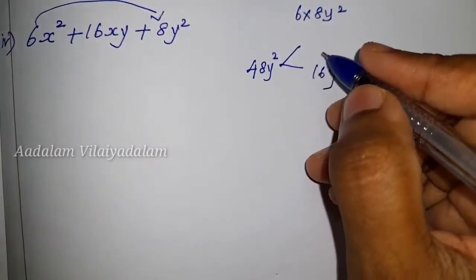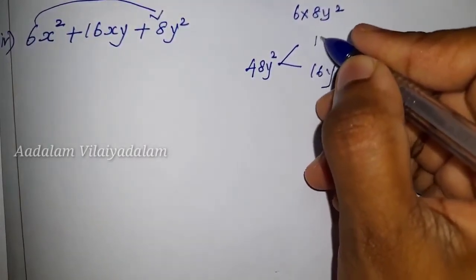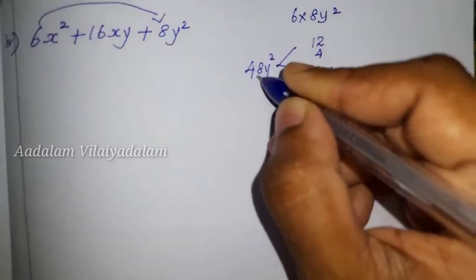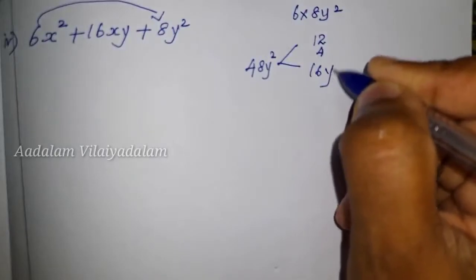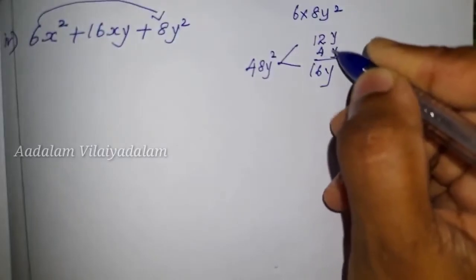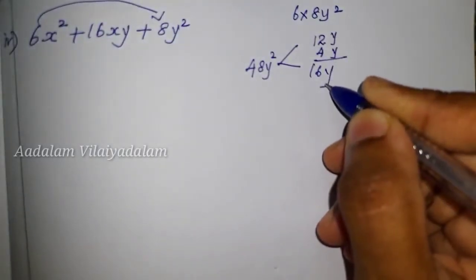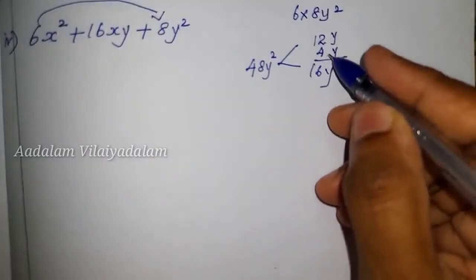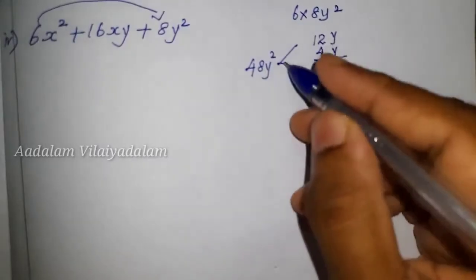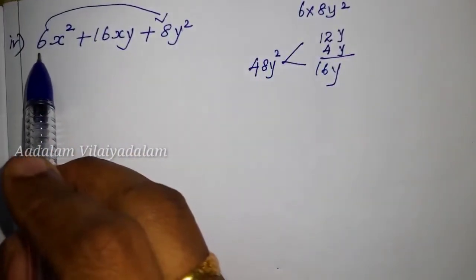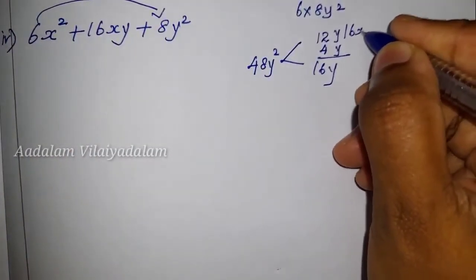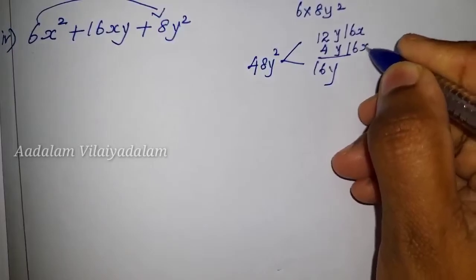So the factors are 12 and 4, that is 12 plus 4 is 16, 12 4s are 48. So here the variable is y. So here also y. So 12y plus 4y, the answer is 16y. 12y into 4y, the product of 12y and 4y is 48y square. So here the coefficient is 6. That is divided by 6x. Here also divide by 6x.